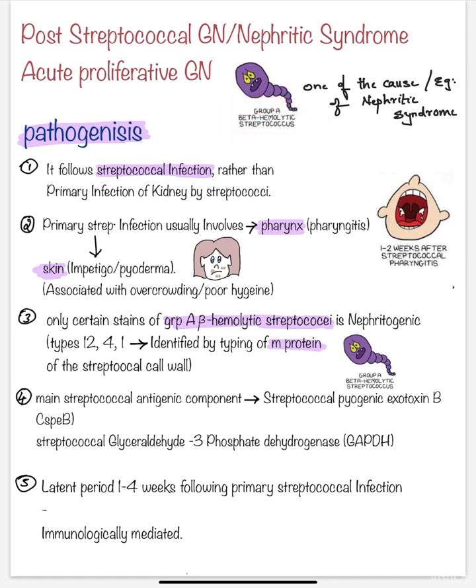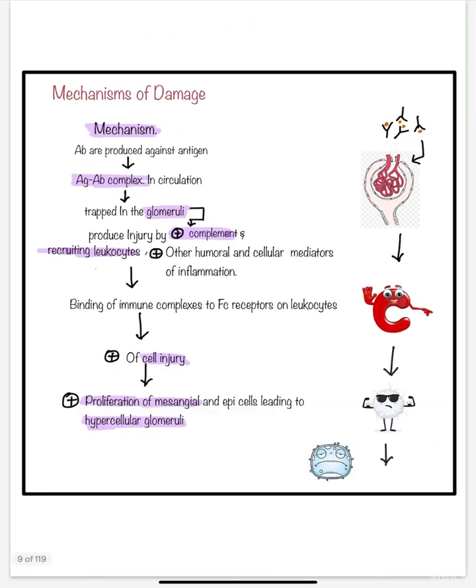The main streptococcal antigenic components are streptococcal pyogenic exotoxin B or streptococcal glyceraldehyde 3-phosphate dehydrogenase. So these are the main antigenic components of this streptococcal infection. The latent period is 1 to 4 weeks following the primary streptococcal infection. So it is always immunologically mediated.